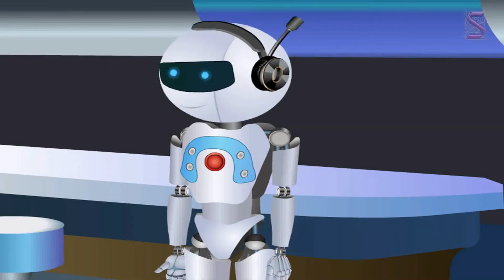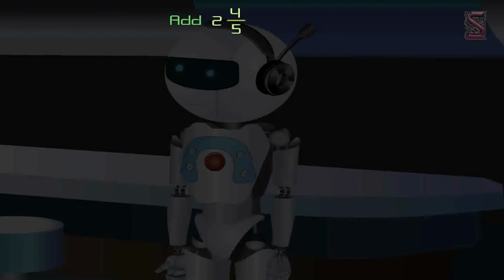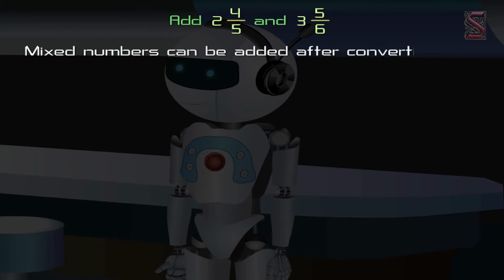Good! Now look at this example. Add 2 4 by 5 and 3 5 by 6. Now these are mixed numbers. How can we add these mixed numbers? Mixed numbers can be added after converting them into improper fractions.